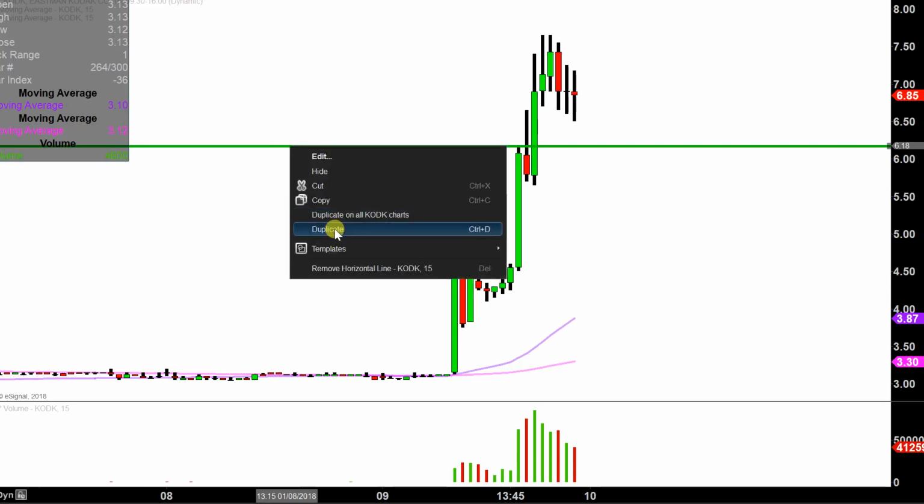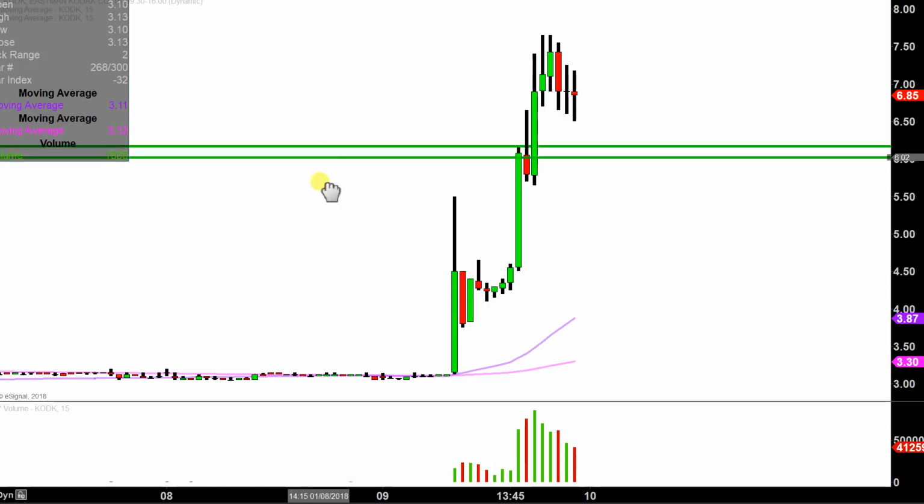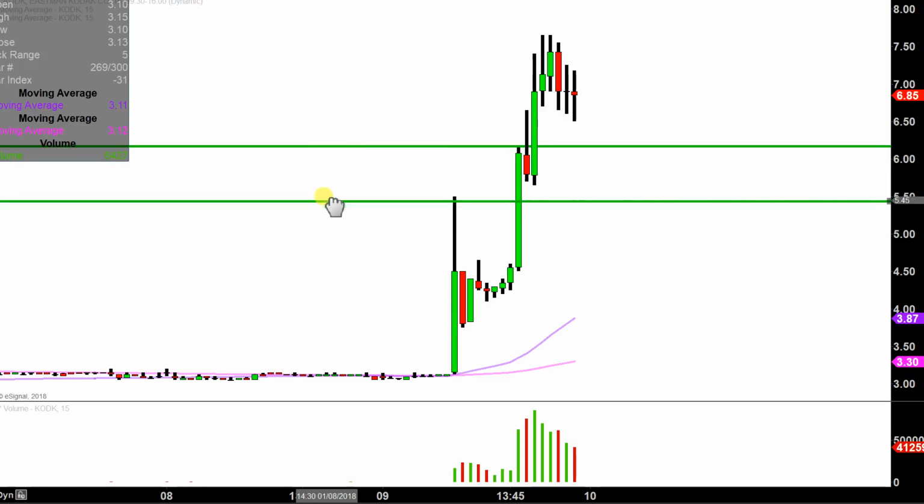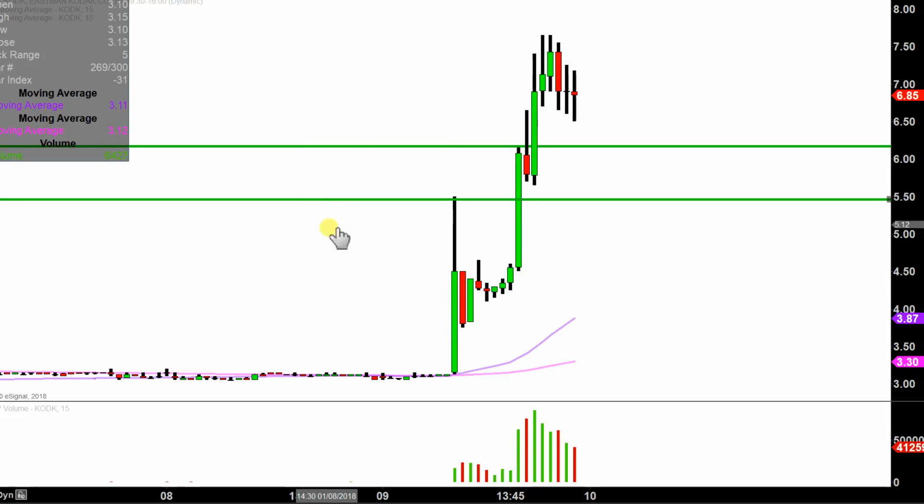Next level of support after that, let's see, what is this previous breakout point? Right here at about $5.50. So $6.15 and $5.50, two of the nearer term levels of support.